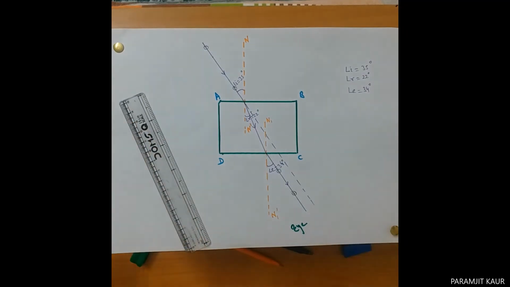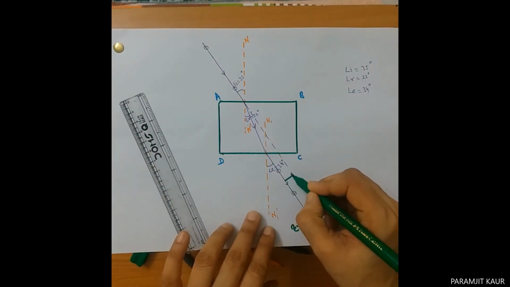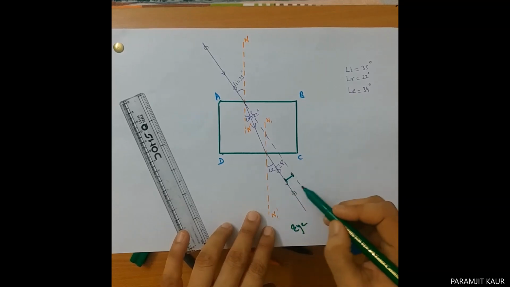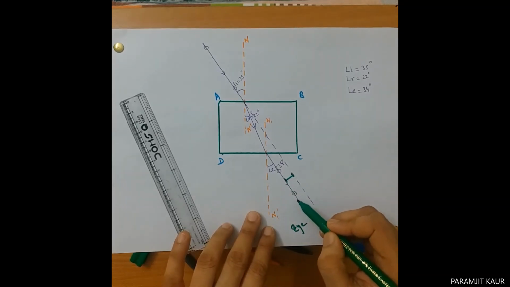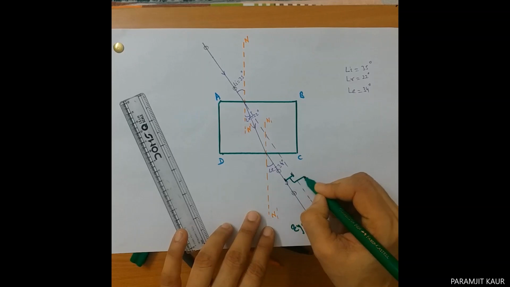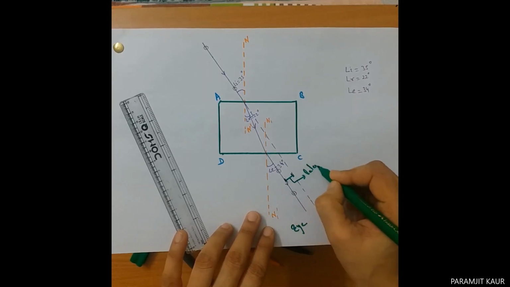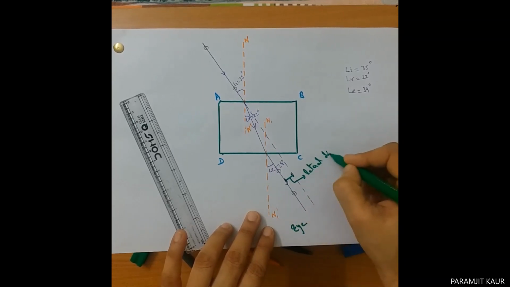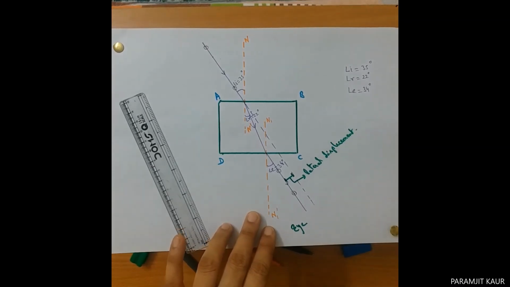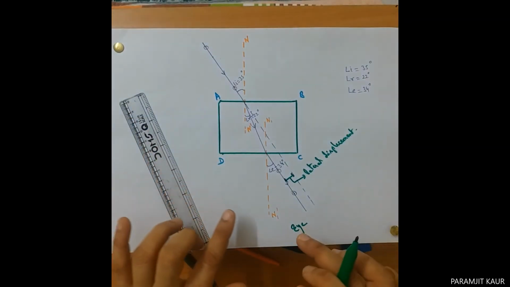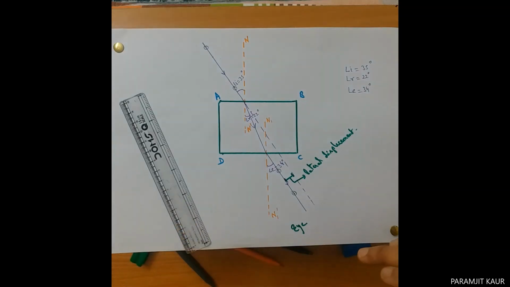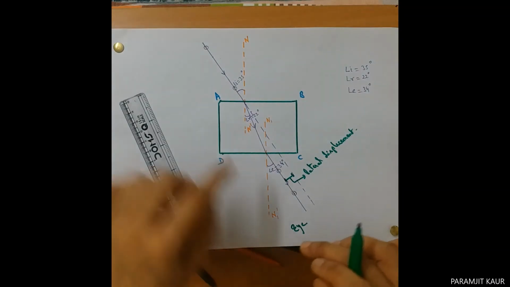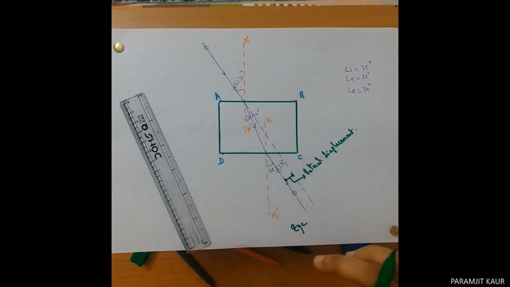Okay, and this perpendicular distance between the extended incident ray and the emergent ray gives me the lateral displacement. All right, so this completes my experiment to show refraction through a glass slab for a particular angle of incidence.